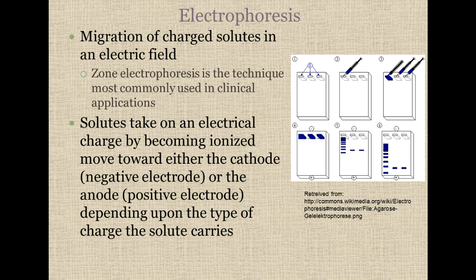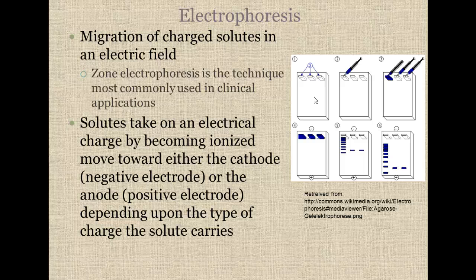Electrophoresis is the next technique that is used in the clinical chemistry department. This is the migration of charged solutes in an electrical field. Solutes take on an electrical charge by becoming ionized and moving towards either the cathode or the anode, depending on the type of charge the solute carries. I have a depiction on the right-hand side where the sample is added to the different wells. Now, this is made out of agar, which is kind of like a Jell-O jiggler, if you guys have eaten those before. And you add the sample to that.